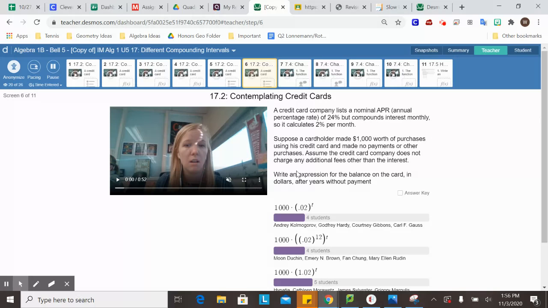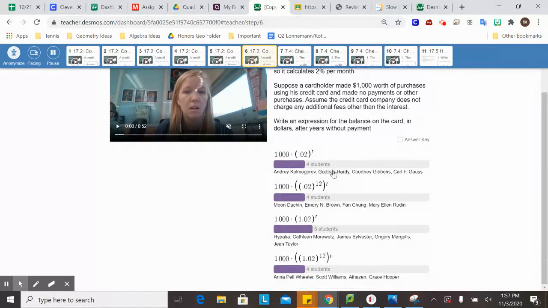Okay, so then we want to write an expression for the balance on the card in dollars after t years without payment. Okay, so this is a little bit different, but that 1000 and the 1.02 stays the same. So I can eliminate this first choice, eliminate the second choice because those are just 0.02. So I'm down to the third or fourth choice.